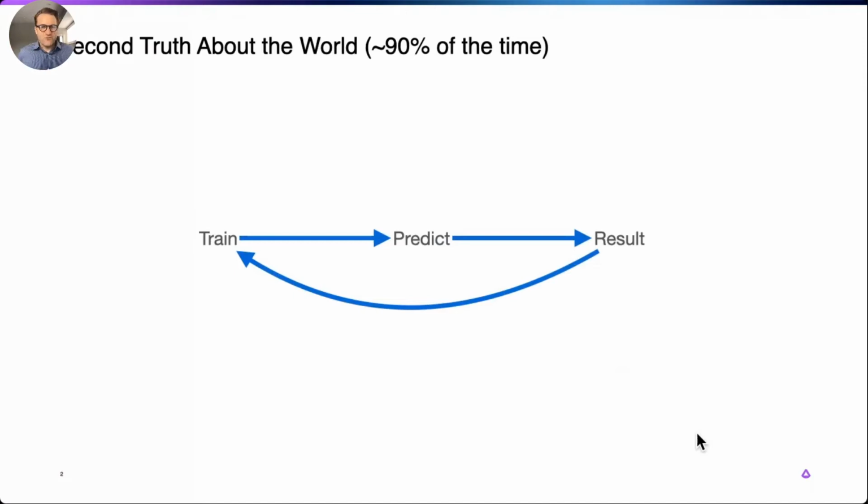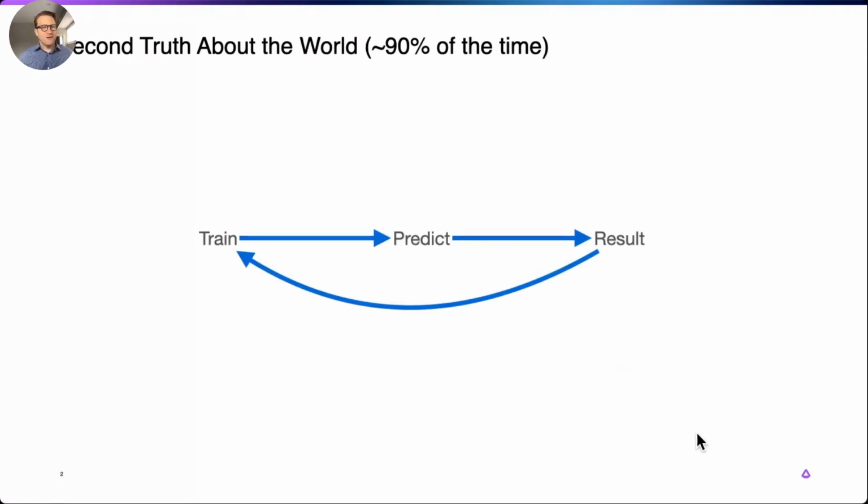Then let's talk about a second truth of real world systems. This one's not 100% true like the first one, but it's true an awful lot of the time. When you think about deploying this, you train your model on a historical data set, you deploy it and start making predictions, and then you get the results and ask, as I'm making these predictions, were they right or were they wrong? Ideally you would use that information about how many got right and how many got wrong, and feed that back into the training set as additional label data and information about performance.